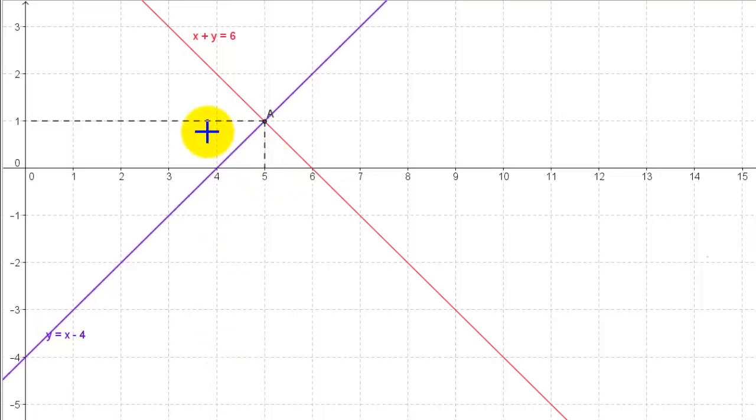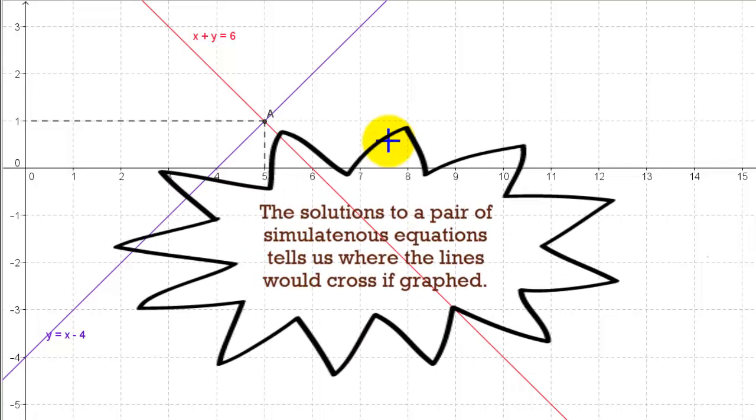So the point (5, 1) lies on the line x plus y equals 6, so you get 5 plus 1, which is 6, that's true. And here again, the y value is 1 and the x value is 5. 5 minus 4 is 1. So this point satisfies this equation and lies on both lines. So essentially, when you solve simultaneous equations, you can imagine those two equations graphed, and the solution being the point that's on both lines, i.e. where they cross.